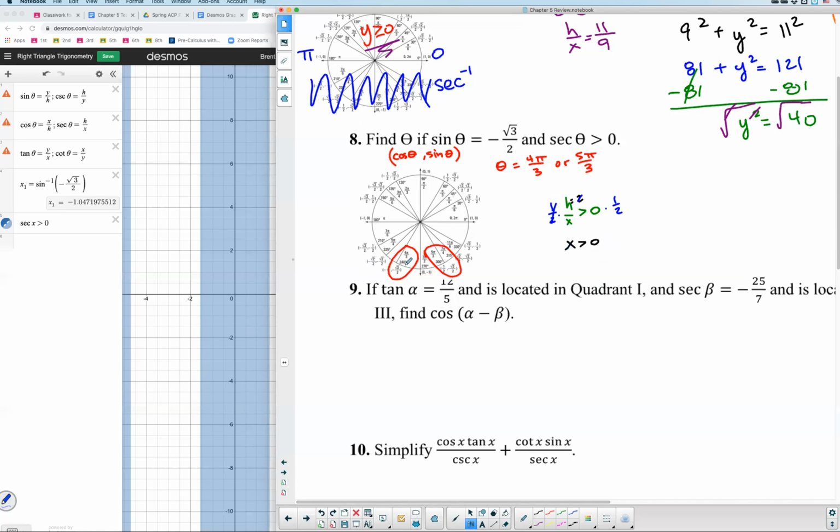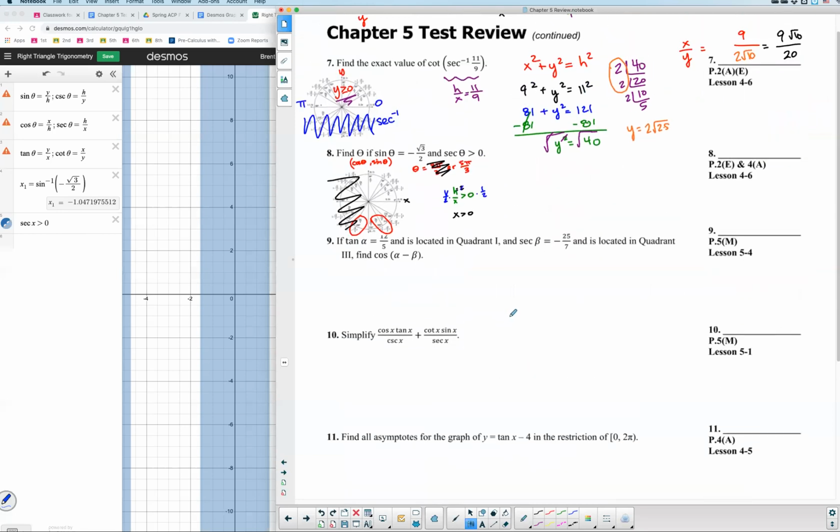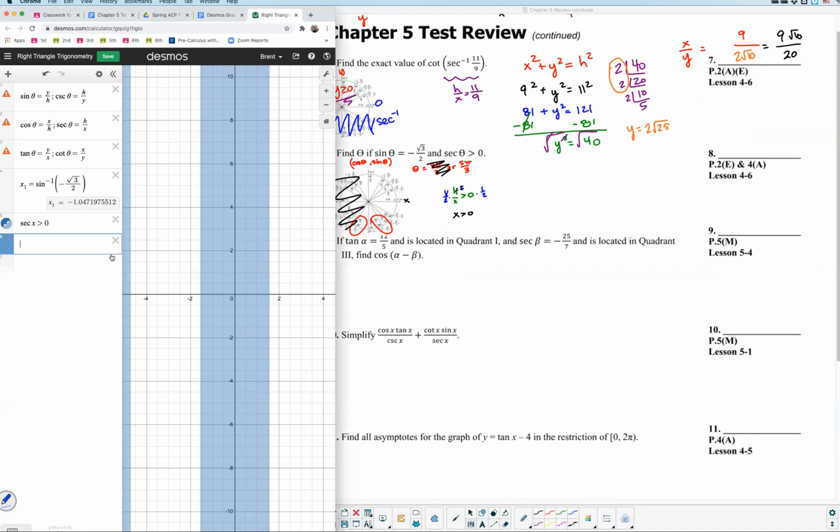What does that mean for my answer choices? Since x is greater than 0, this side of the graph is eliminated because that's the x-axis here. And that means 5 pi over 3 is my solution. So theta would equal 5 pi over 3. Now I'm going to zoom back out here. Our answer over here is negative. I know how they got that.